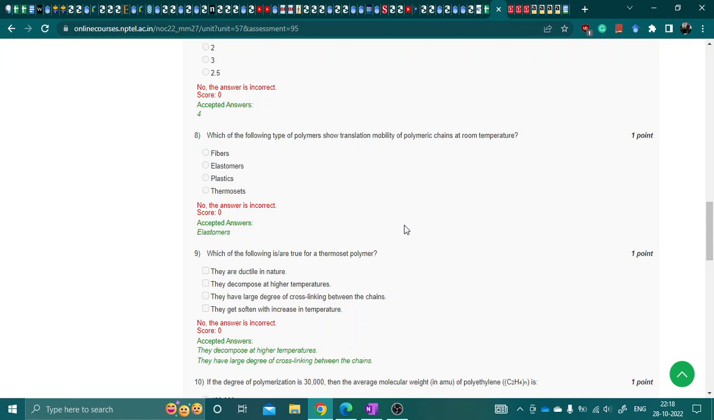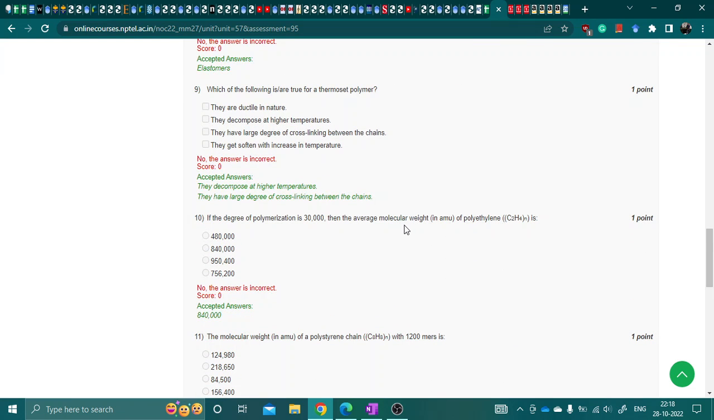Question number 9, which of the following is or are true for a thermoset polymer? For thermoset polymers, they have a large degree of cross-linking between the chains. That is one correct option, and they decompose at high temperature, meaning that if you expose it to higher temperatures, it will not melt, it will be decomposed. Okay, so that is what happens for thermoset polymers.